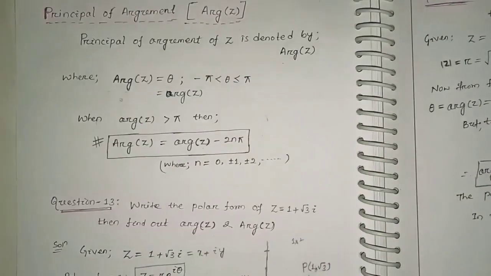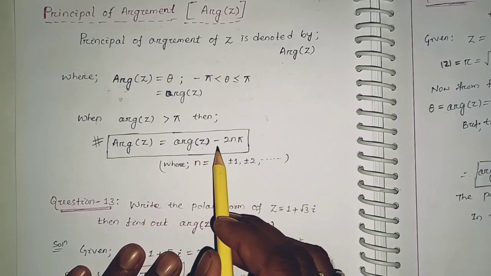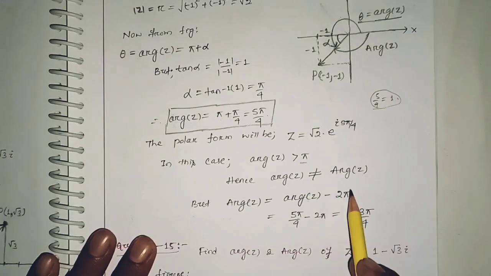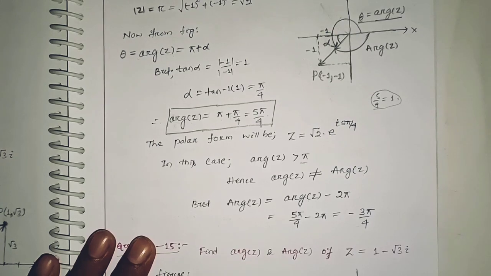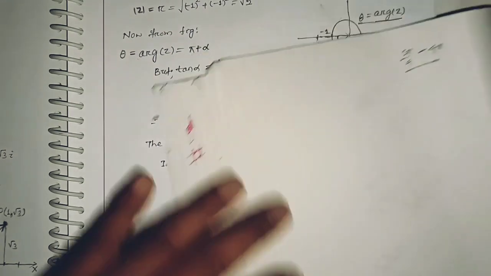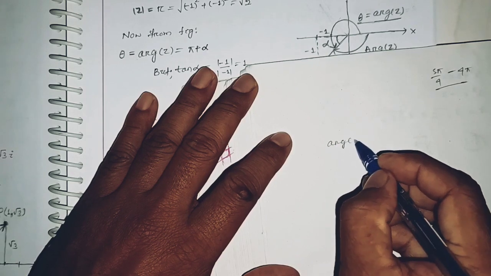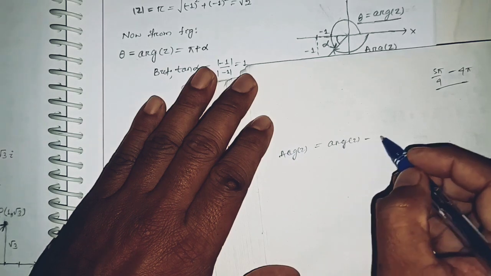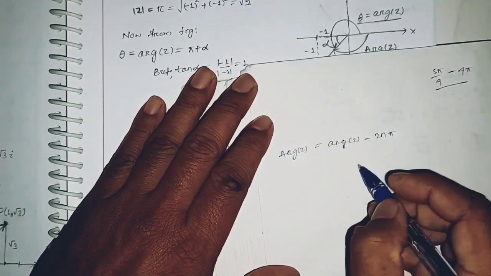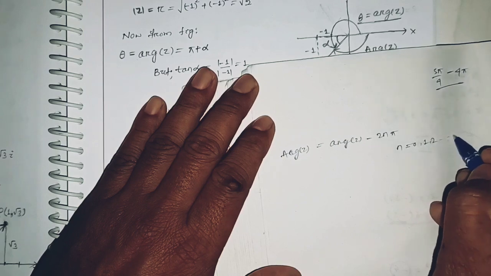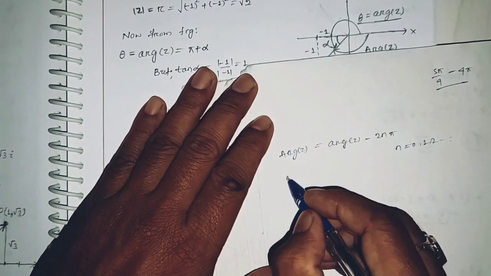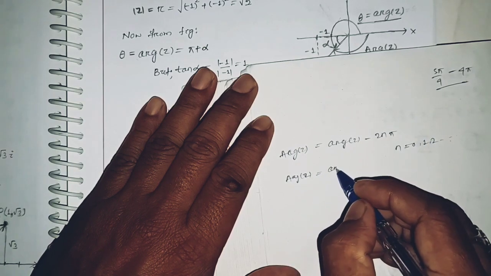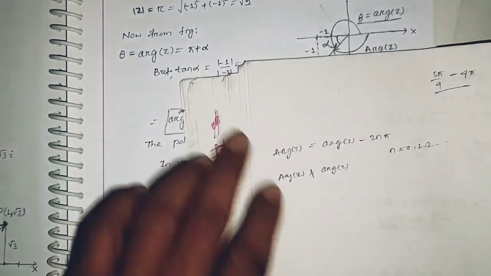Here you can see that in general we write the principal argument as argument of z minus 2n pi. But here we consider only 2 pi. Why? In general, the principal argument is the argument of z minus 2n pi, where n equals 0, 1, 2 and so on. If I put 0, then the principal argument of z will be equal to the argument of z, which is not acceptable for this case.